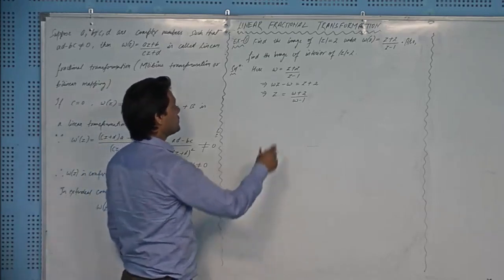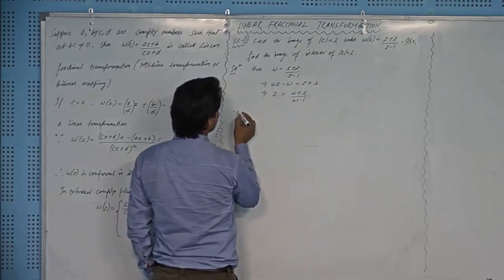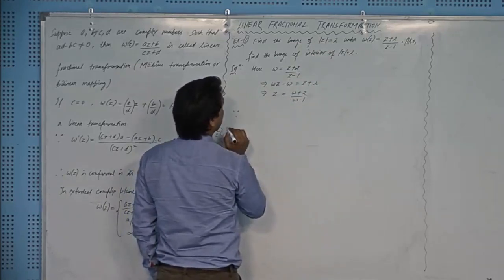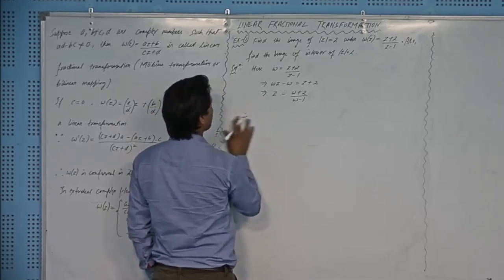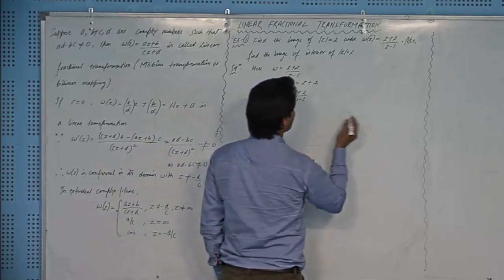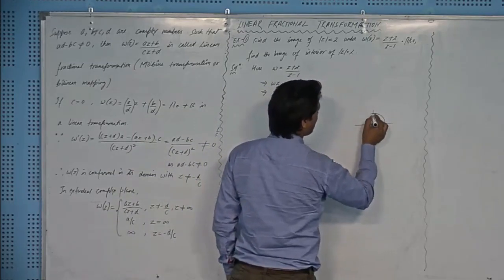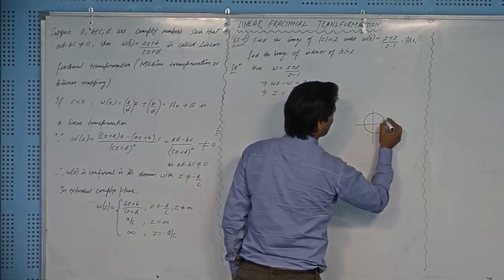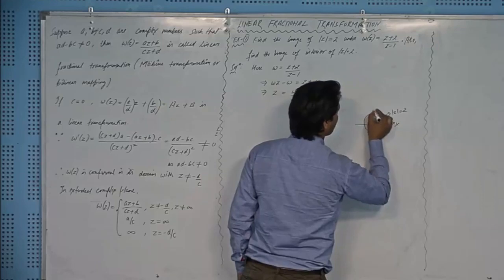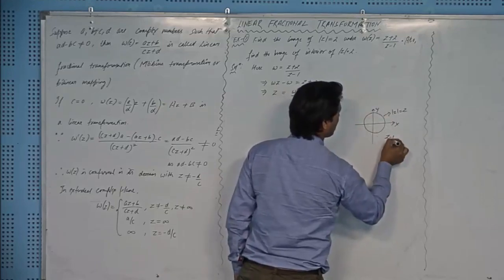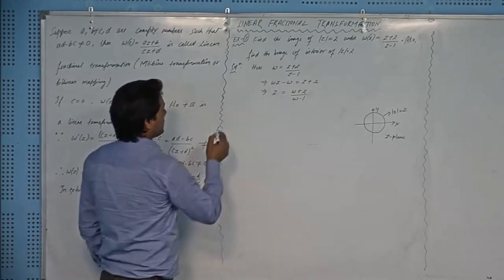And now since your domain is mod z equal to 2, I will draw that figure. Mod z equal to 2 is the circle centered at the origin with radius equal to 2. This is your mod z equal to 2. This is your xy plane, the z plane.